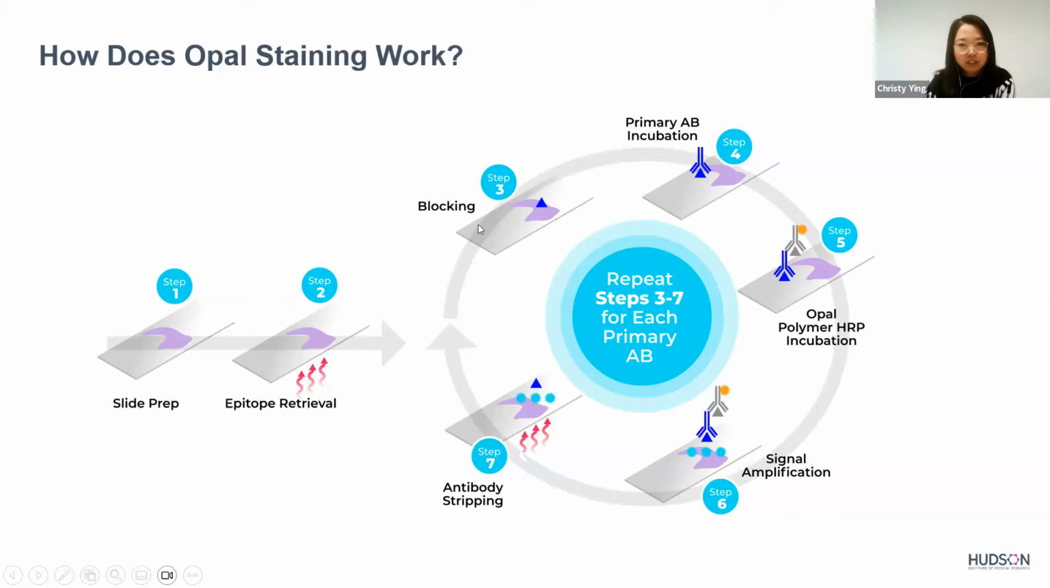After this staining, the most important step is that we apply microwaving again to strip the antibodies. So we go through this round for one antibody, and we can repeat this cycle several times until we finish staining all the antibodies we want on the single slide. And then in the last step, we stain DAPI for the nucleus.